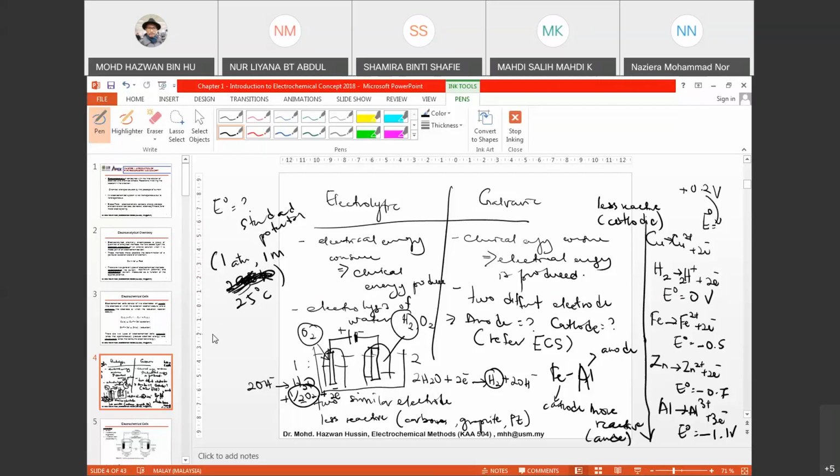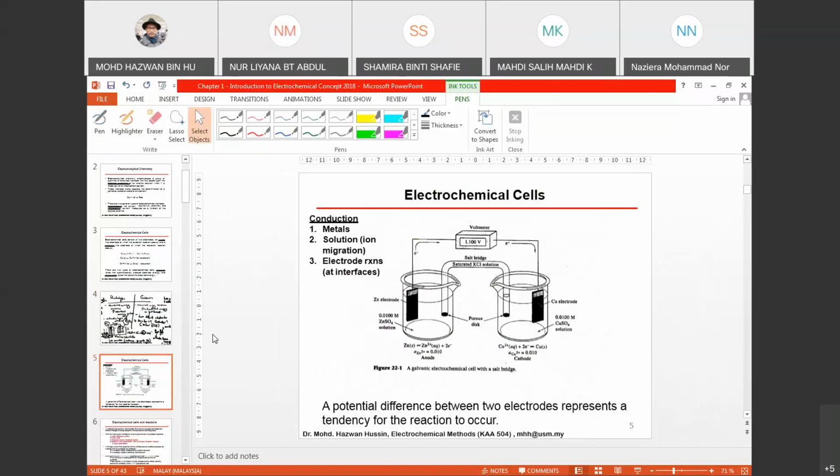Okay. That is why later on you will see the formula for how you can get cell potential. But of course, for an electrochemical cell, what will be the other components that make it conducting? Because you have metals. Metals will be the electrodes. And then you have the electrolytes, where the ions will migrate, and also the reaction, of course, occurs at the interface.